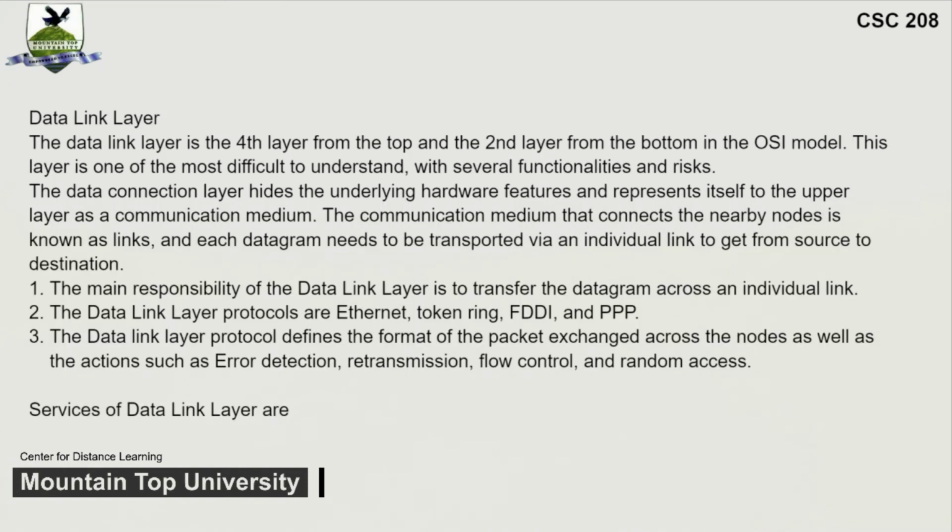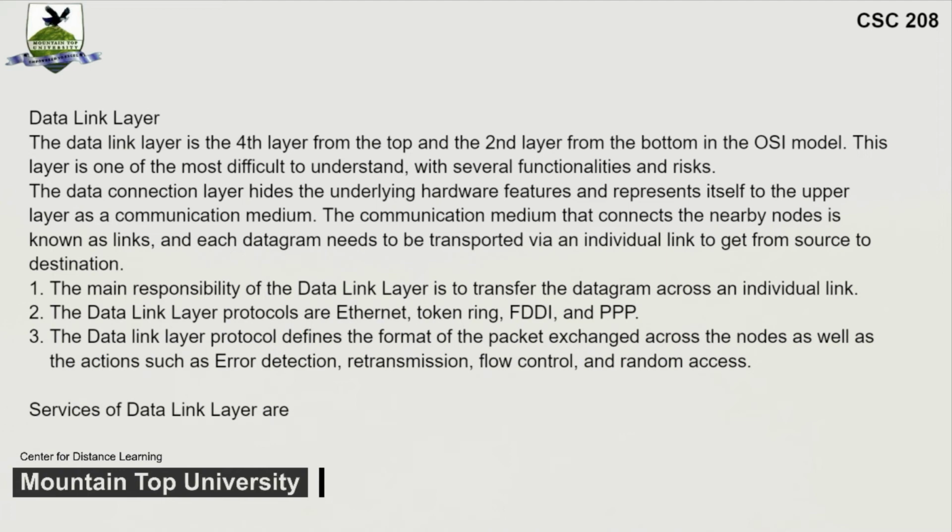This layer is one of the most difficult to understand, with several functionalities and risks. The data link layer hides the underlying hardware features and represents itself to the upper layer as a communication medium. The communication medium that connects the nearby nodes is known as links, and each datagram needs to be transported via an individual link to get from source to destination. 1. The main responsibility of the data link layer is to transfer the datagram across an individual link. 2. The data link layer protocols are Ethernet, Token Ring, FDDI, and PPP.